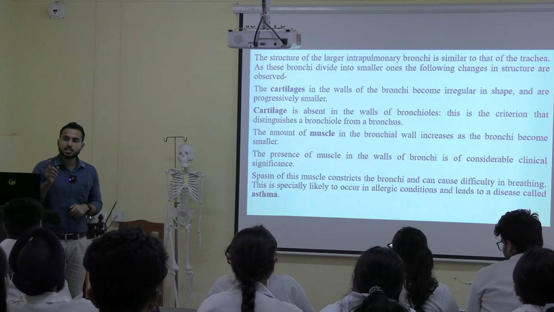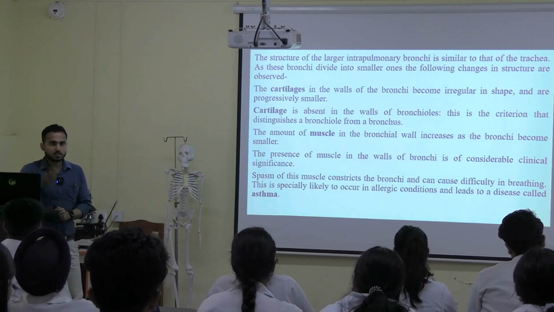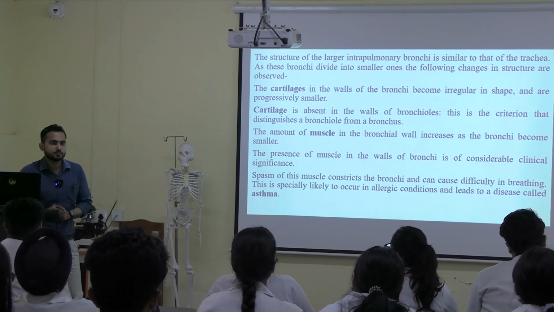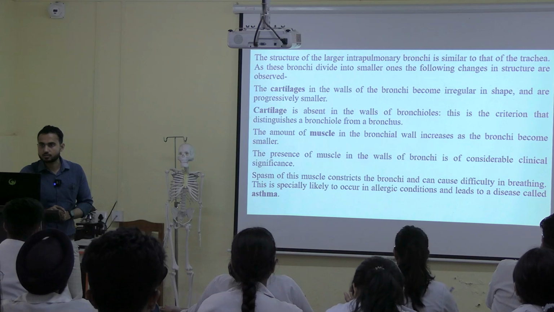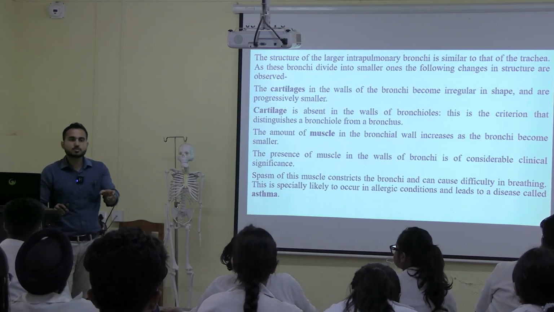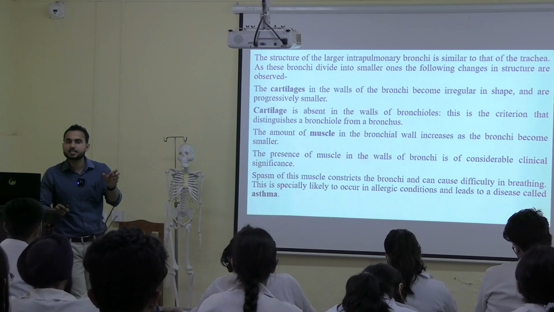Do you remember in the trachea we have seen that C-shaped cartilages are there? How many C-shaped cartilages are present? Approximately 16 to 20 cartilages are there. How much cartilage is there in the trachea? Approximately 16 to 20 C-shaped cartilages are present.